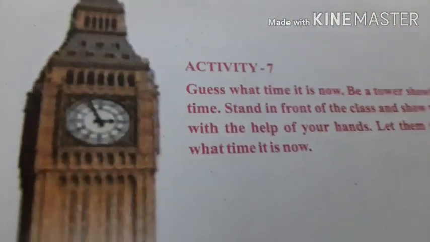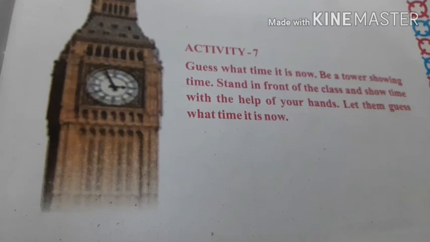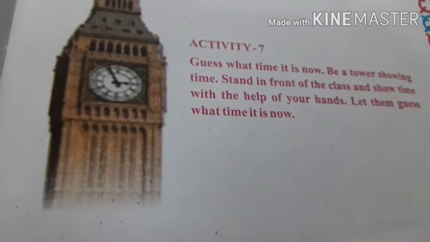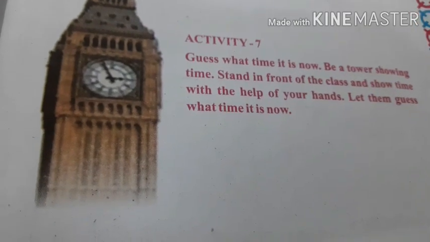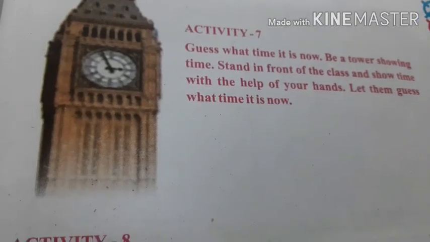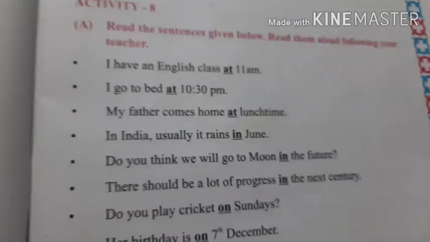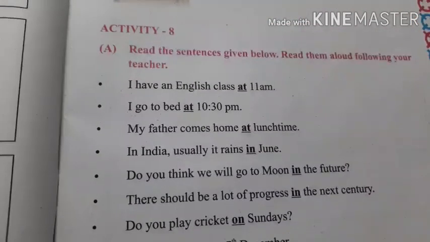Then coming to the next page, activity 7. Guess what time it is now. Be a tower showing time. Stand in front of the class and show the time with the help of your hands. Let them guess what time it is now. So this is an activity which we need to do in the class.